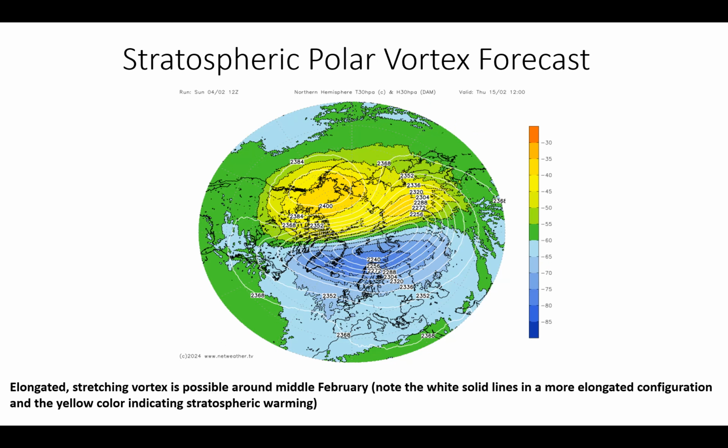Now, let's examine the stratospheric polar vortex, the latest forecast on it. I shared some of this earlier on social media. These white solid lines are your height contours, and notice how they're stretched. They're more oval shaped. See how they're more elongated and stretched out? Look at how stretched out these white lines are.